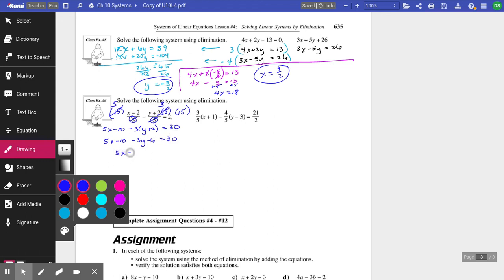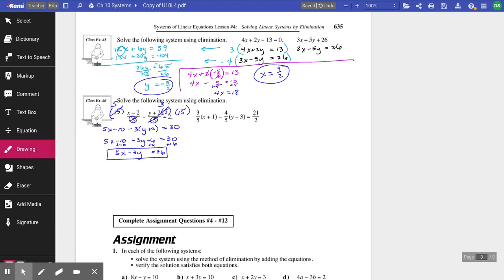So I would have 5x minus 3y. I would add 16 to both sides to get rid of these. I would get 46. Okay, there. That's a nice one that you could work with to try to eliminate. Over here on the other fraction, the denominators are 5 and 2, so I multiply everything by a 10 on the top. So this becomes a 6, and this becomes 4 times 2 is 8. Following me? And 21 times 10 is 210.